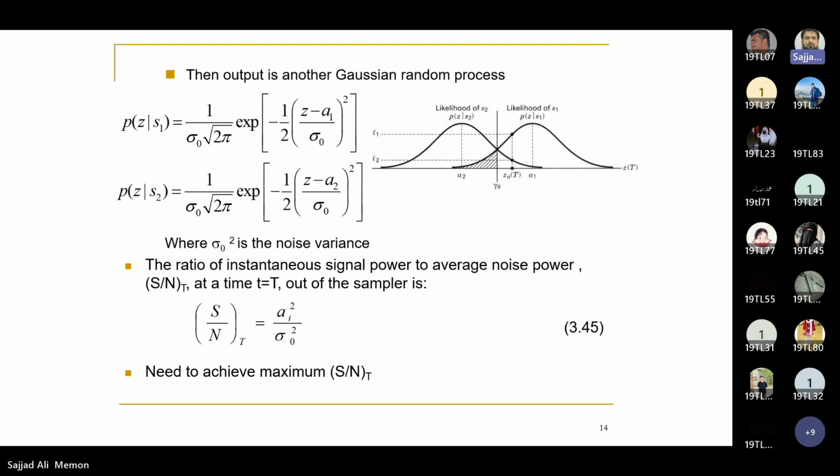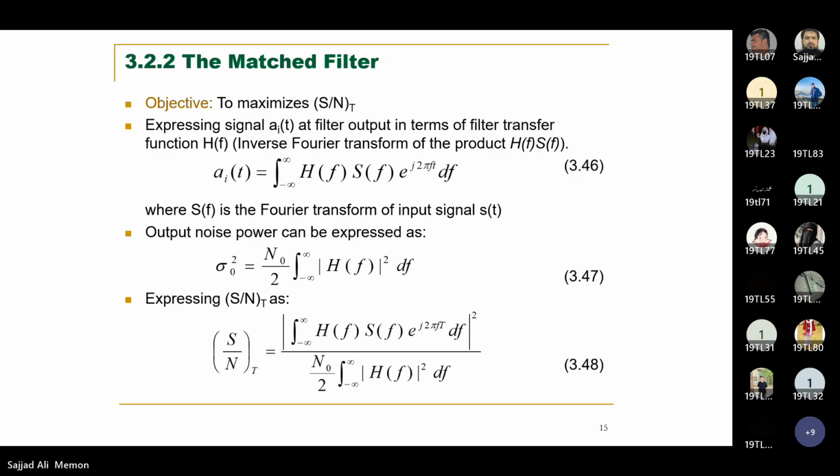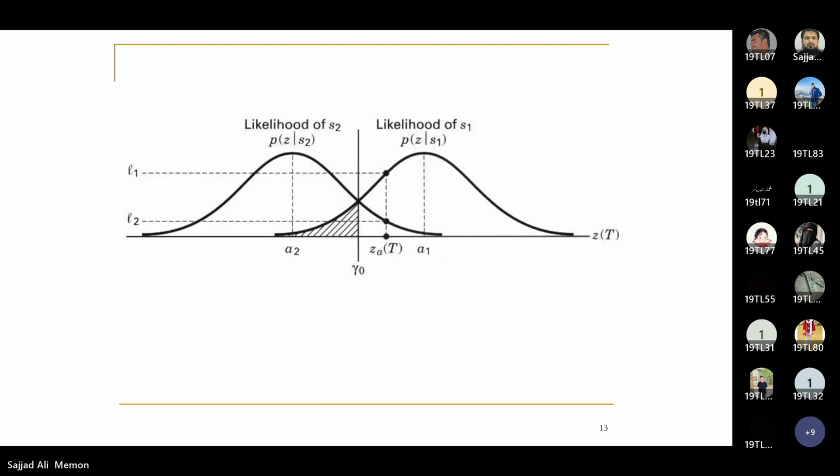You can see it's AI square and psi naught square. So we take the signal as well as the noise. So this is the S over N of a sample. For a sample time T, the signal to noise ratio is equal to this one, signal power over noise power. So we need to achieve maximum signal to noise ratio. One way to improve the signal to noise ratio is to increase the power and reduce the noise variance. Now this is the job that a filter does.